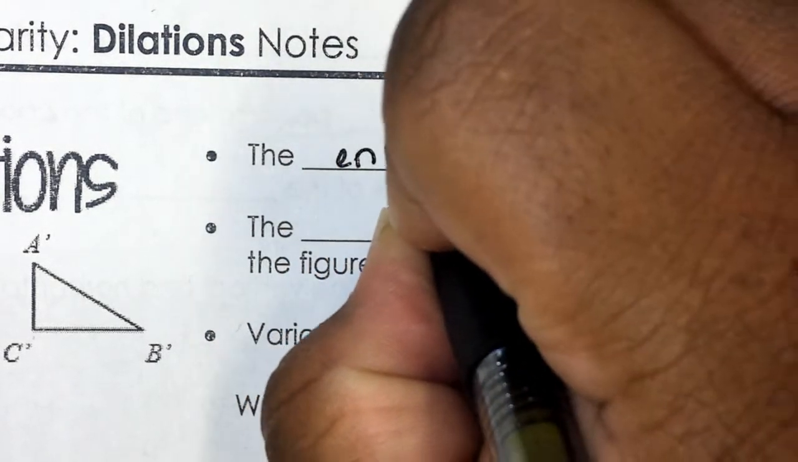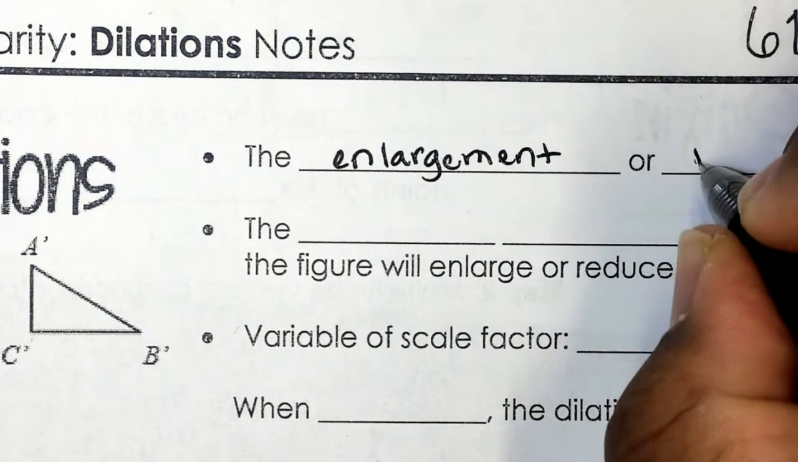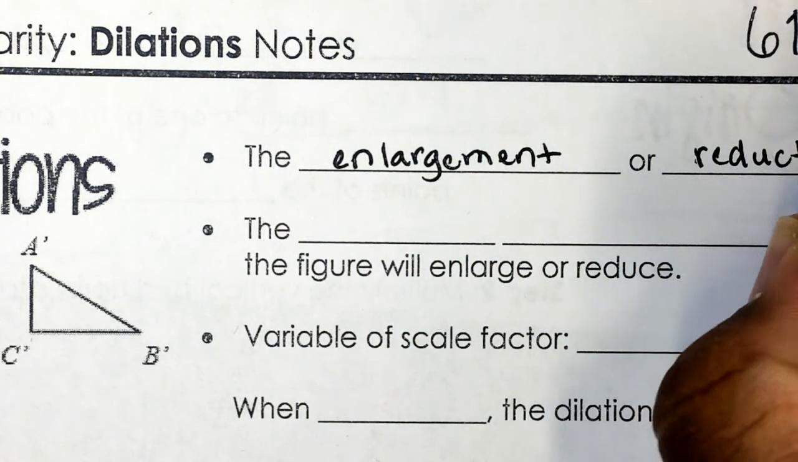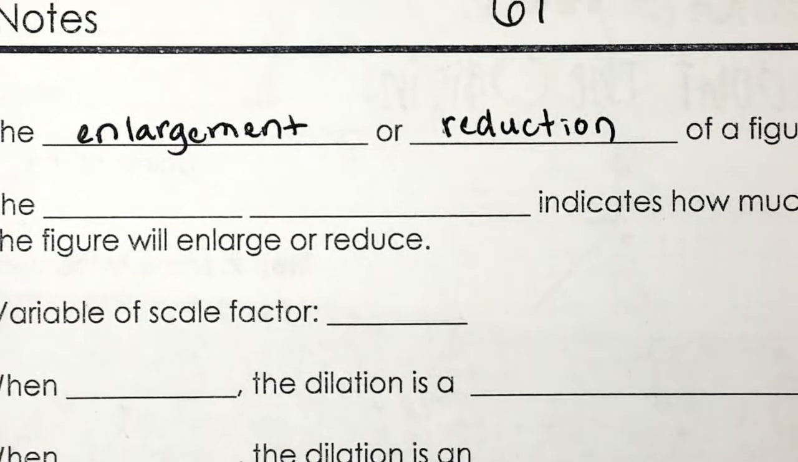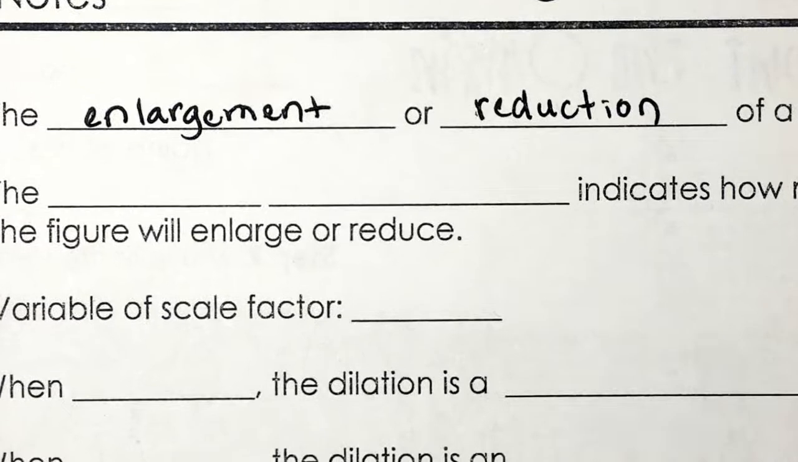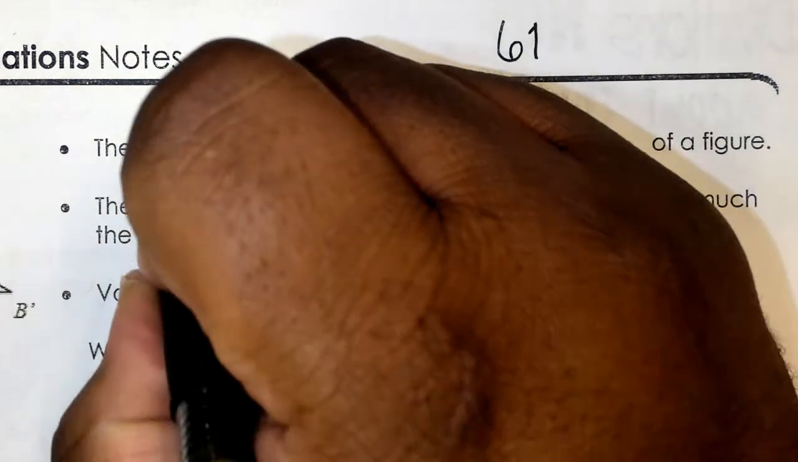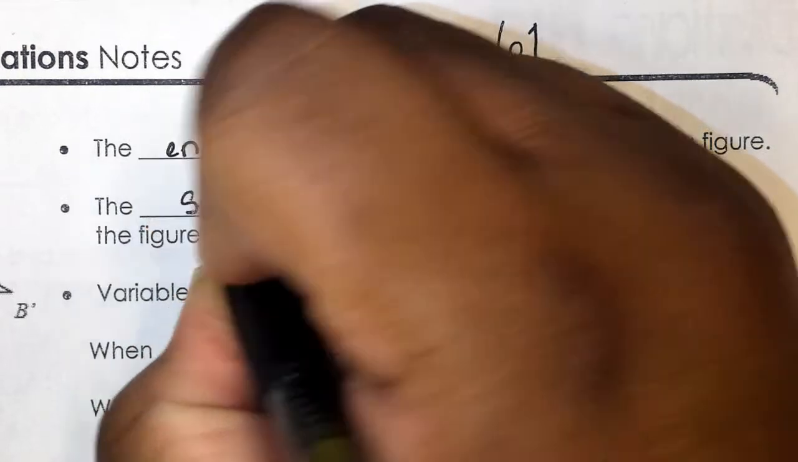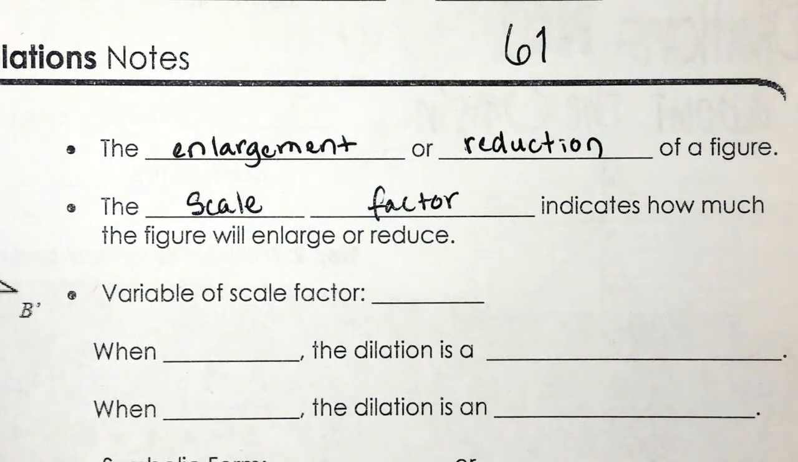This is the proper word. Or reduction, the other proper word, of a figure. So it's to enlarge or reduce a figure in size, make it bigger or smaller. The scale factor, which y'all learned in the last set of notes, indicates how much the figure will be enlarged or reduced.